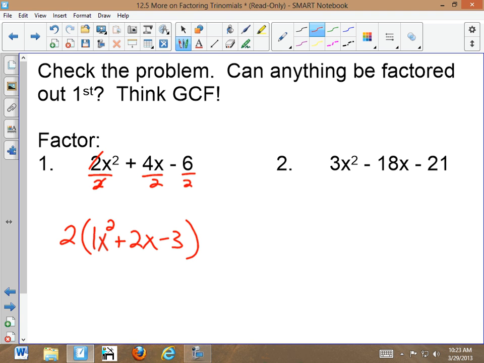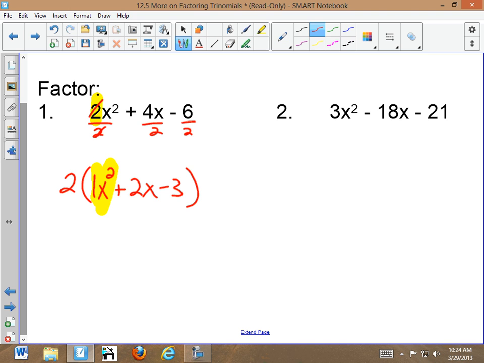Okay, I factored out the 2. However, am I done factoring? No, because you see the x squared here? This x squared tells you you're not done. You can still factor more. Now, I put the 1 here on purpose because you see how I went from a leading coefficient of 2 to a leading coefficient of 1. Yesterday, we taught you how to factor a trinomial when your leading coefficient was not 1. But today, after I factor something out, my leading coefficient is 1. So now I just factor just like I taught you how to factor a trinomial at first.